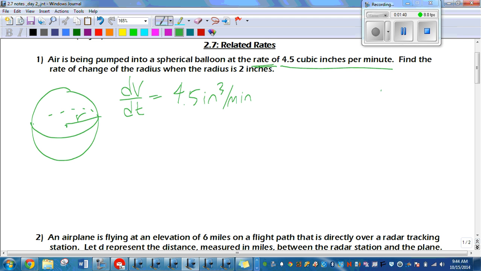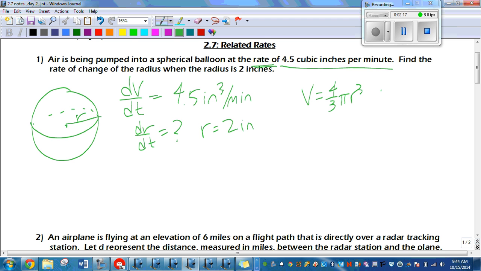It says to find the rate of change of the radius, so we're trying to find dr/dt when the radius is 2 inches. So we're trying to figure out what equation to use to do the derivative of. So here we're talking about the volume of a sphere. We can use that formula. Volume of a sphere is 4/3 pi r cubed. So that relates the variables that we're dealing with here.